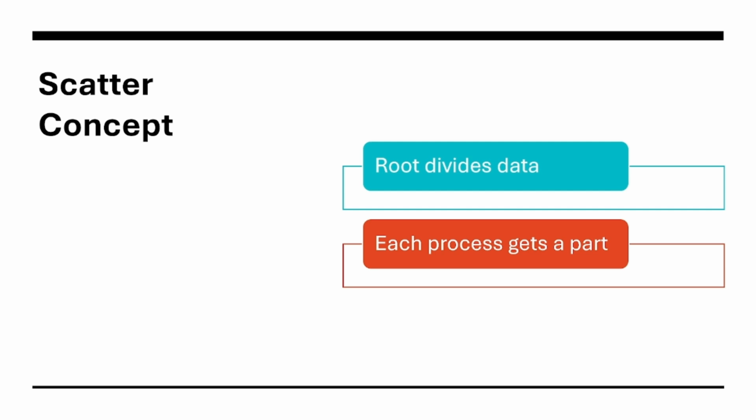And then the next one is the scatter concept here. In scatter, the root process holds the full data, and MPI automatically distributes equal chunks to each process.